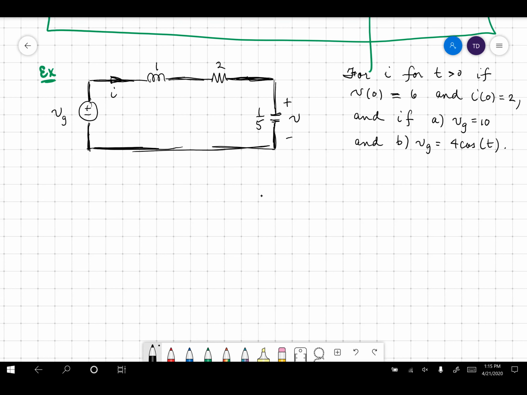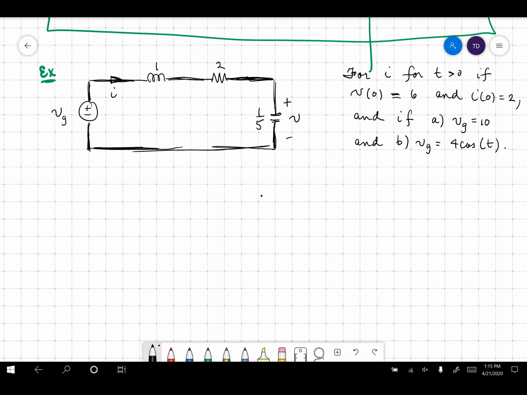Now, both of these, you're looking at it and you say, well, wait a minute, VG is 10, that's a constant. We could do this with our old methods. Well, not with the initial conditions, you can't. VG is 4 cosine of t. We can do that with our old methods. Not with the initial conditions. You can't do that with initial conditions because phasors do not include initial conditions.